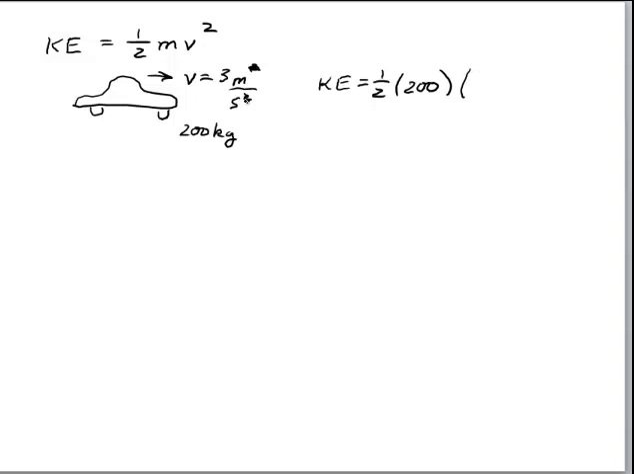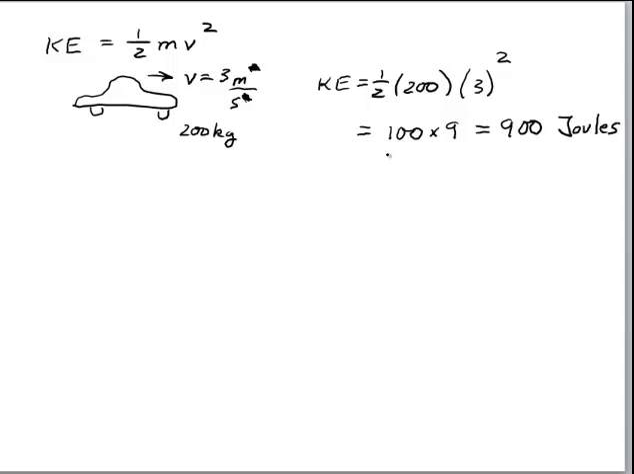Oh, you should have stopped me. That's meters per second, because that's velocity. So that is 3 squared. We'll write this all out. 1/2 times 200 is 100. 3 squared is 9. So this is going to be 900. And what are the units for kinetic energy? Joules.